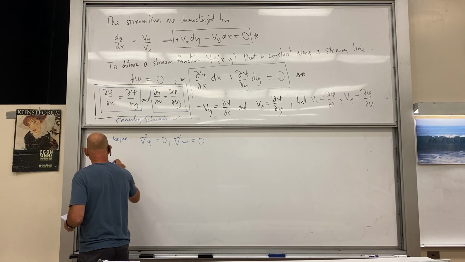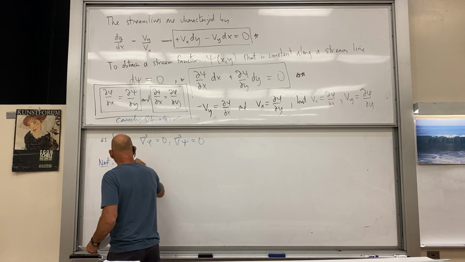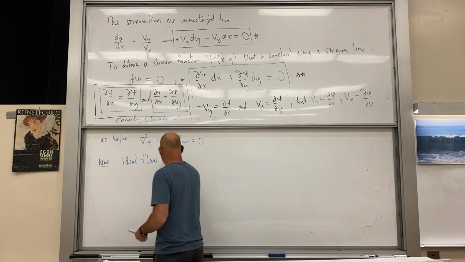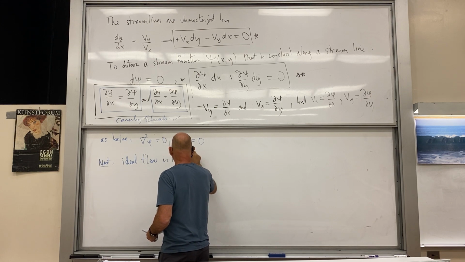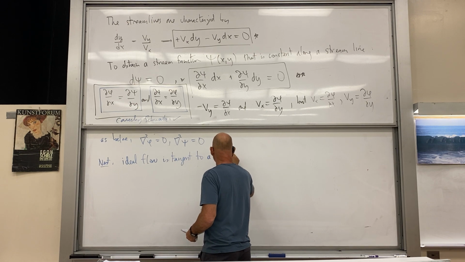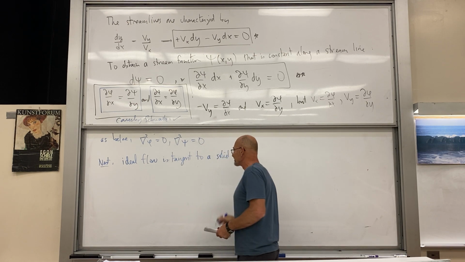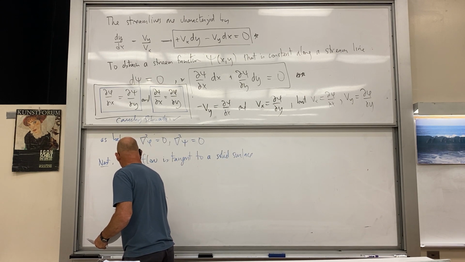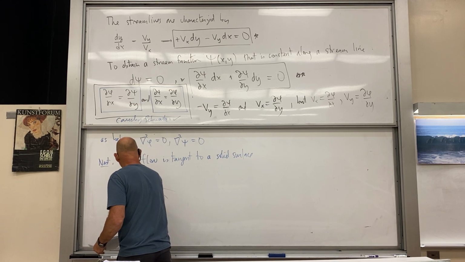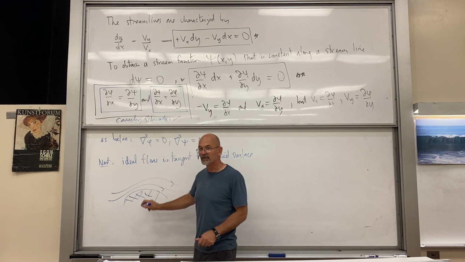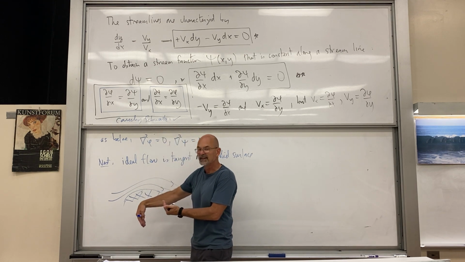So next, ideal flow is tangent at a surface, or tangent to a solid surface. You know, at the surface, you've got a solid surface here, and fluid flow, you can't have a normal component at the surface. Okay? You can't have a normal component, that's where the velocity stops.